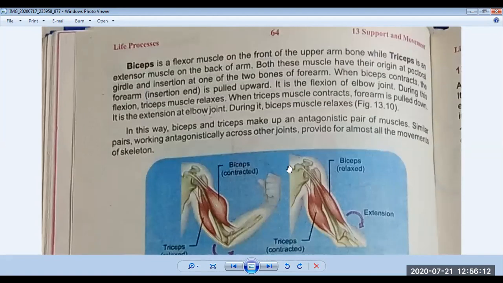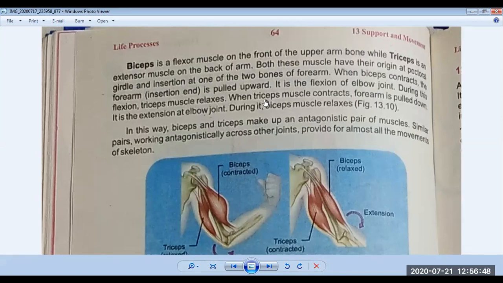First I have to explain with the help of the diagram. Bicep is a flexor muscle on the front of the upper arm bone. Biceps is a flexor muscle and tricep is an extensor muscle. Both these muscles have their origin at the pectoral girdle and insertion at one of the two bones of the forearm. So what is their origin? They are connected with your pectoral girdle, meaning the shoulder bone, and their elbow point.